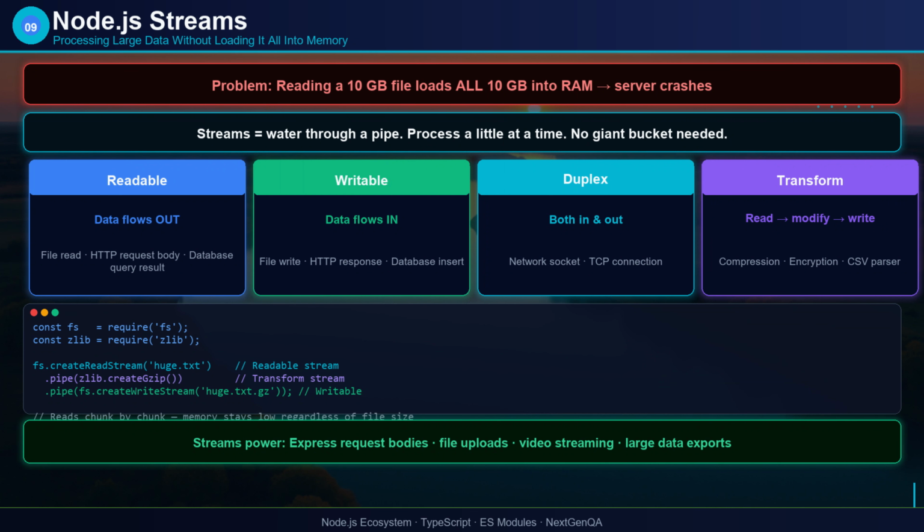Node.js Streams, the last topic and one of the most powerful features of Node.js. Here is the problem streams solve. Imagine you need to read a 10 GB log file and process each line. If you use the standard read file approach, Node.js loads the entire 10 GB into RAM. Your server runs out of memory. Your process crashes. Streams solve this by reading the file a little bit at a time.